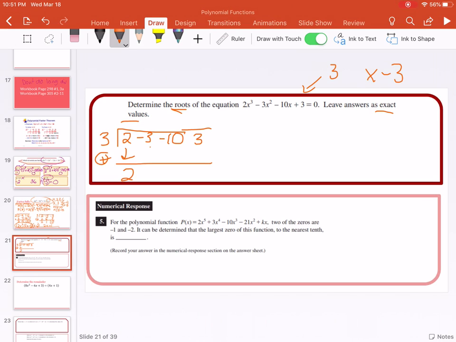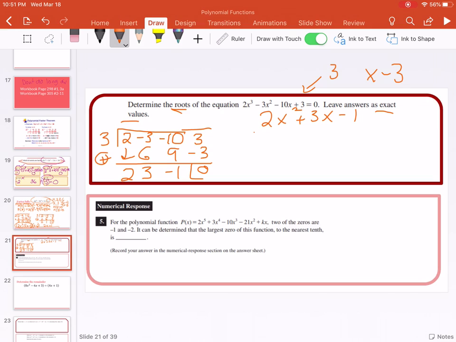Three times 2 is 6. Negative 3 plus 6 is positive 3. 3 times 3 is 9. Negative 10 plus 9 is negative 1. 3 times negative 1 is negative 3, with a remainder of 0. So I end up with 2x squared plus 3x minus 1 as my quotient. I don't have any other zeros that I can divide out of this.